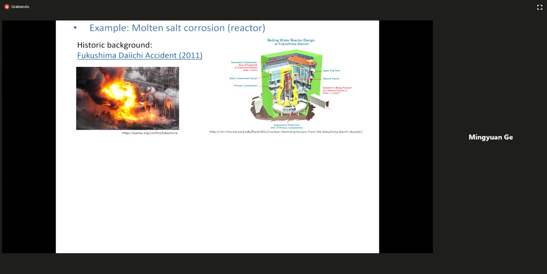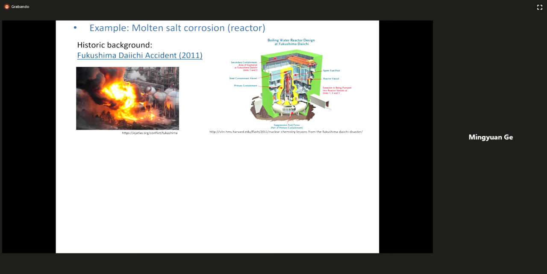Then the temperature of the reactor core increased tremendously, and some of the fuel leaked into the safety guard, which was filled with coolant, and the reactor would ionize the water coolant and generate a lot of hydrogen. When the pressure built up, the hydrogen exploded and caused a disaster. After this accident, people thought about a safer way to replace the water coolant using molten salt.